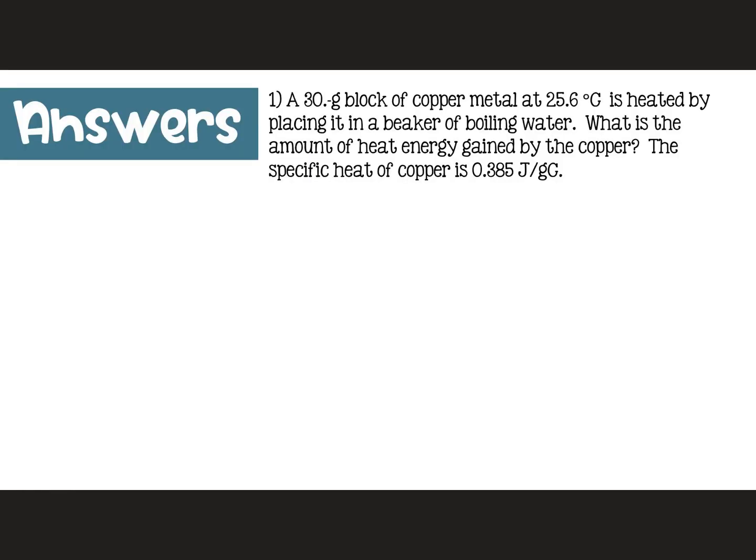Problem 1 says a 30-gram block of copper metal at 25.6 degrees Celsius is heated by placing it in a beaker of boiling water. What is the amount of heat energy gained by the copper? The specific heat capacity of copper is 0.385 joules per gram degree Celsius. Well, since we are looking at the energy and we are given a specific heat capacity, we know we will use the equation Q equals mc delta T.